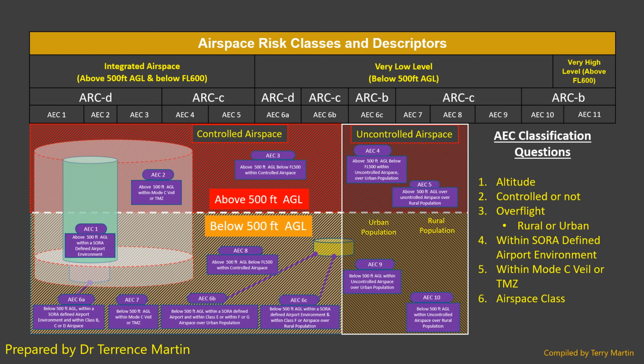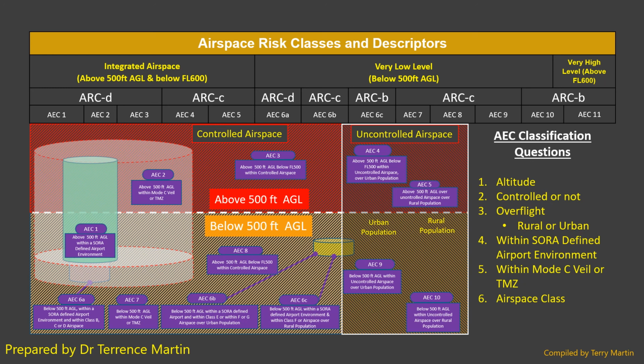Now, I'm not going to go through and systematically decompose each of the elements, but you can see that on the right-hand side, I've listed the assessment metrics, which largely help to partition up the space, and they pertain to what altitude you're at, e.g. above or below 500, whether you're in controlled airspace or not, whether you're overflying a rural area or not, whether you're near a radar, and also what airspace class you are.